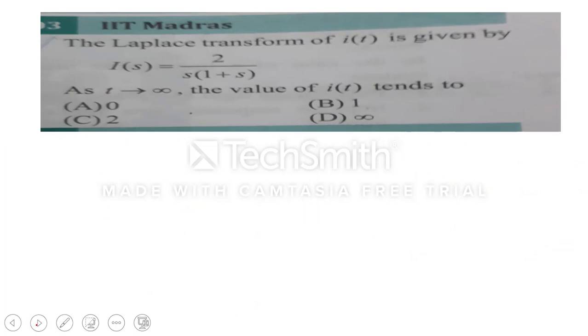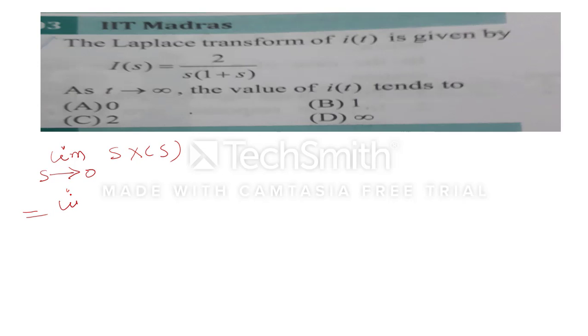Now next numerical, the Laplace transform of this expression is given and we have to find the final value. We know that for final value, limit s tending to 0, s into X(s). So here limit s tending to 0, s multiplied by 2 upon 1 plus s will be cancelled out when we put s equal to 0. So definitely we will get 2. So our answer will be C.